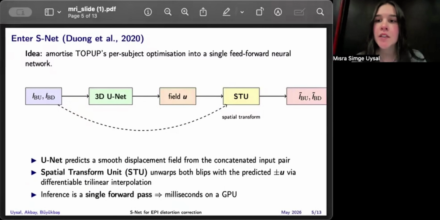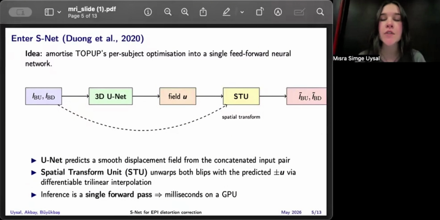SNet's idea is conceptually simple. Replace TOPUP's per-subject optimization with a single neural network forward pass. The architecture has two components. First, a 3D U-Net takes the two blip images concatenated as input and outputs a smooth displacement field of the same spatial size. Second, a spatial transformer unit, or STU, takes that field and the original blip pair and produces the two unwarped images using differentiable trilinear interpolation. The STU is the same kind of building block used in VoxelMorph for medical image registration. Once trained, inference is just one forward pass, milliseconds on a GPU.